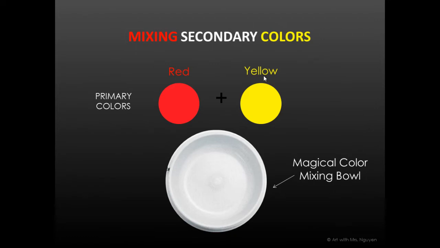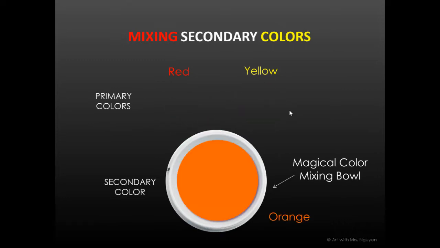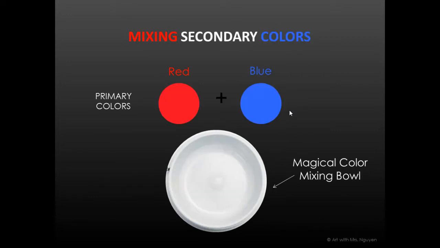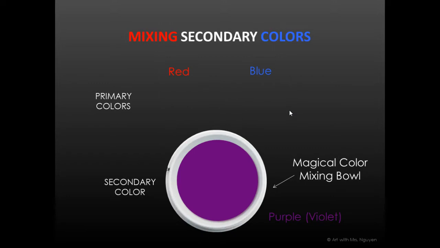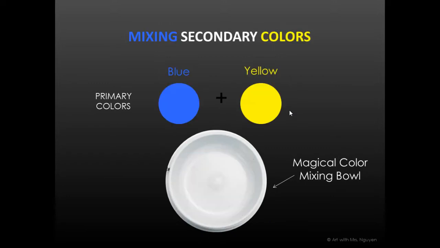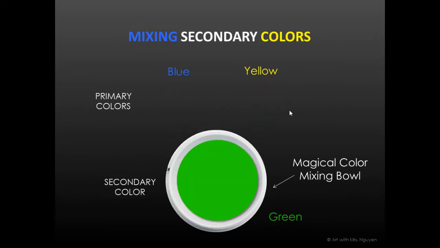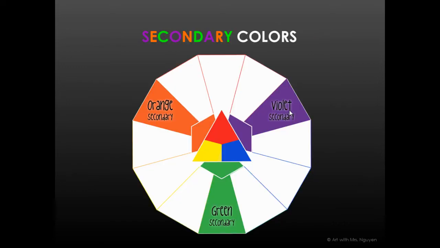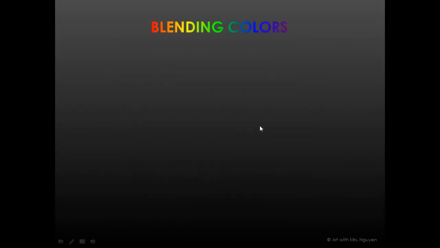As a review, mixing secondary colors, red plus yellow equals or makes, that's right, in our magical color mixing bowl, it makes orange. Red and blue, do you remember what those 2 primary colors make? That's right, it's purple. And finally, blue and yellow make, it's green in our magical coloring bowl. All right, so there are the secondary colors now on the color wheel as well.